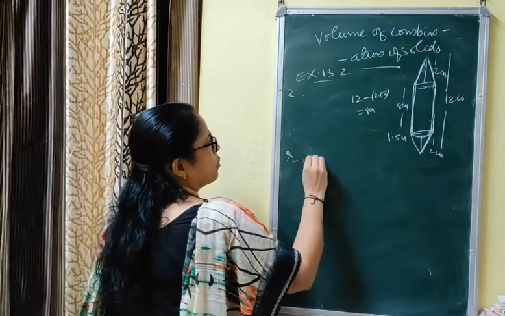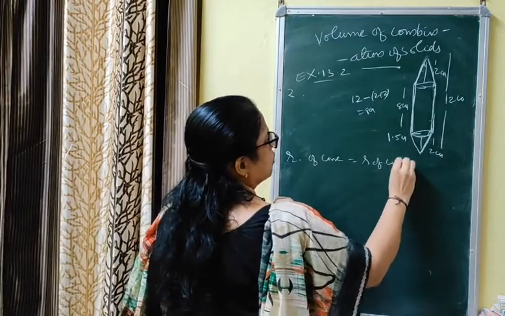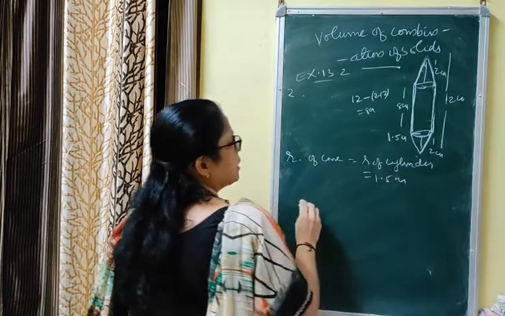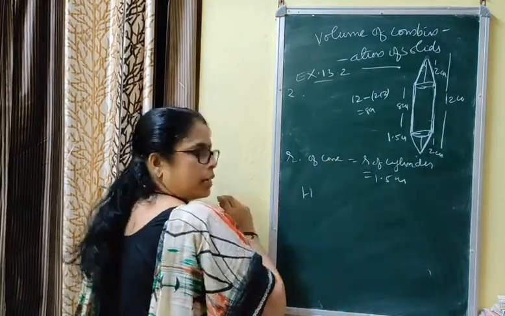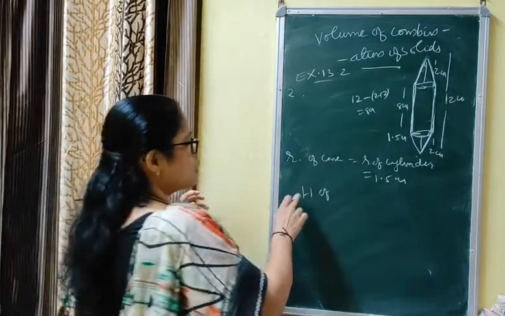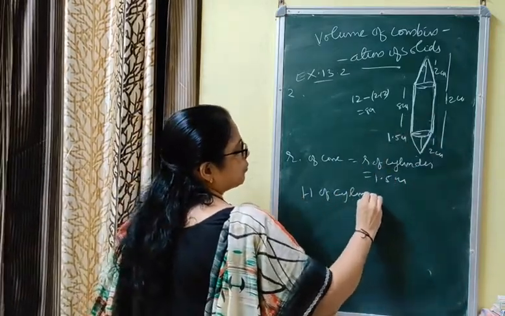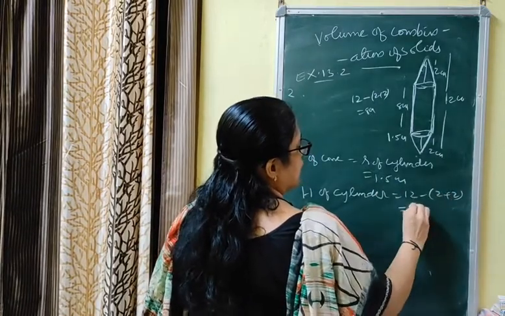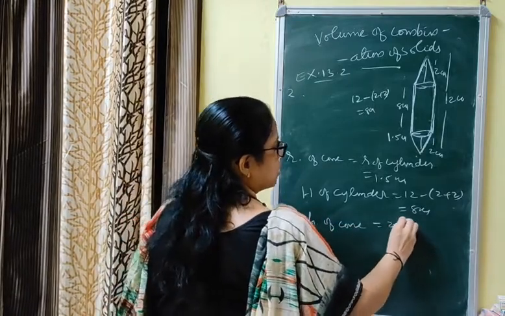Now first of all you have to write R of cone is equal to R of cylinder is equal to 1.5 centimeter. Let capital H be the height of cylinder, and small h be the height of cone. दोनों का height अलग है इसलिए अलग अलग letter use करना है. I am using capital H for cylinder, small h for cone. H of cylinder that we have found is 12 minus 2 plus 2, that is 8 centimeter. Small h of cone that is given as 2 centimeter.